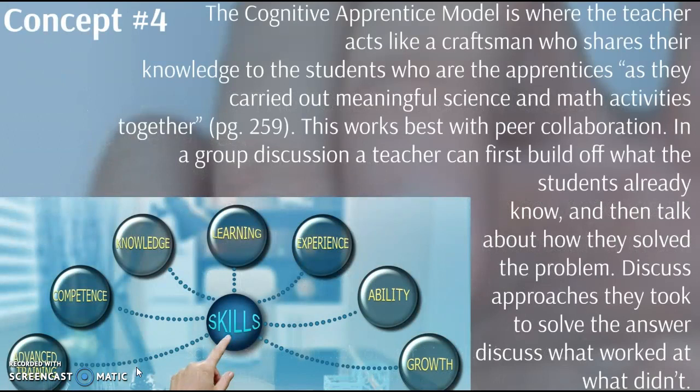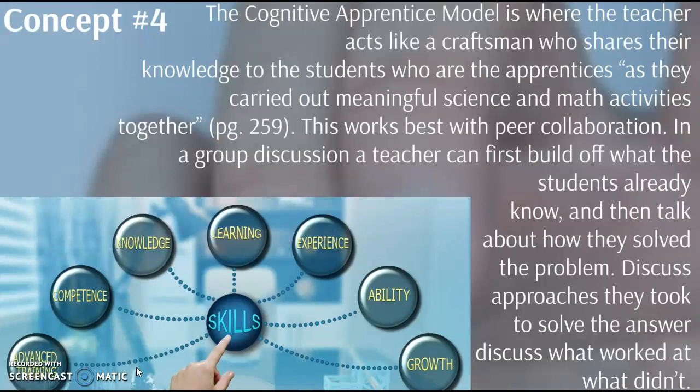And then concept 4 is the cognitive apprentice model. This is where the teacher acts like a craftsman and shares their knowledge with the students as if they were apprentices, as they carry out meaningful science or mathematics activities together. This works best with peer collaboration.